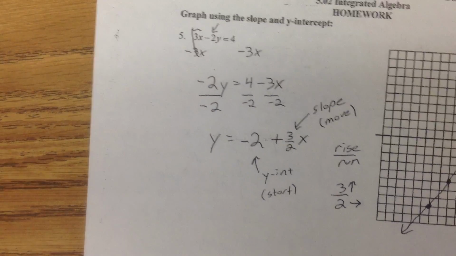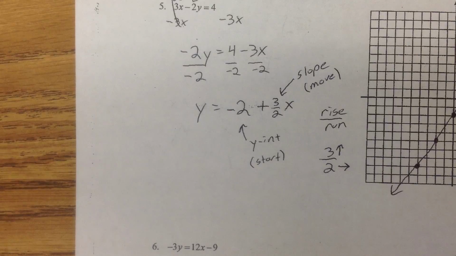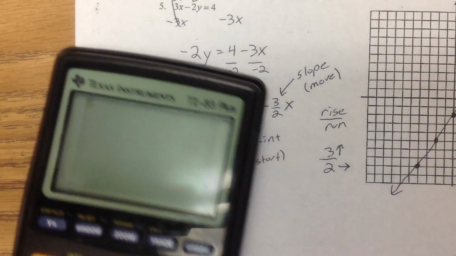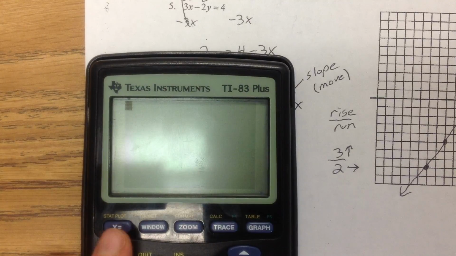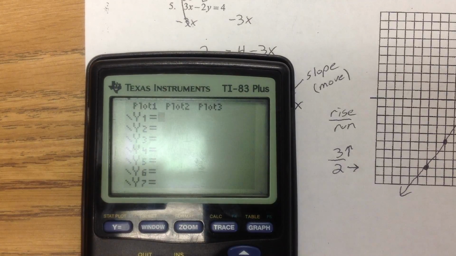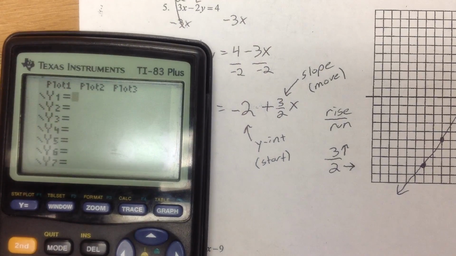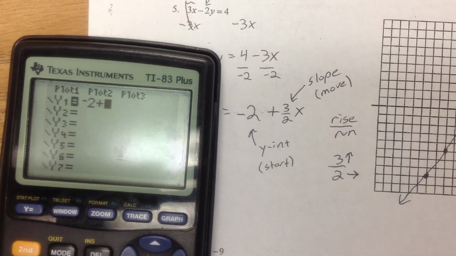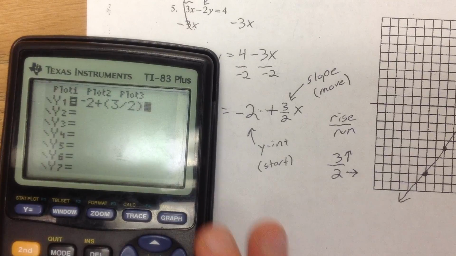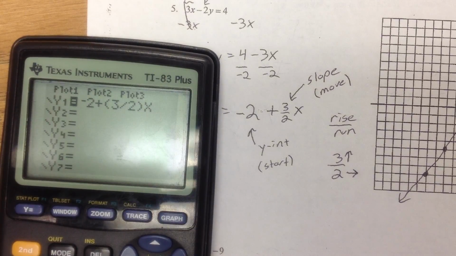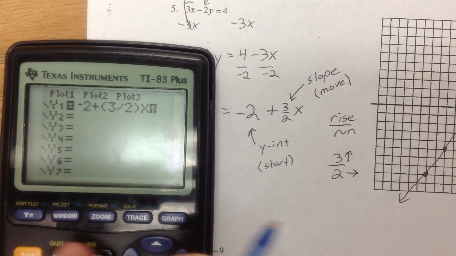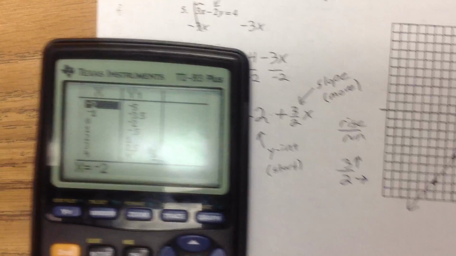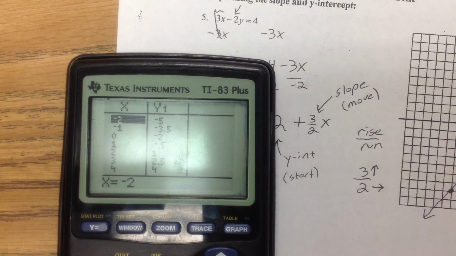Some kids prefer to use a table. Again, in our class, it's really whatever you're most comfortable with. If you're using the table method, you just need your graphing calculator. You go to your y equals, and you type in the equation that you came up with after you solved for y. In our case, that was negative 2 plus, with the fraction in parentheses, 3 divided by 2, x. We're doing the same thing, just putting it into our calculator. We'll go to second graph, and this will give us a whole table of values.